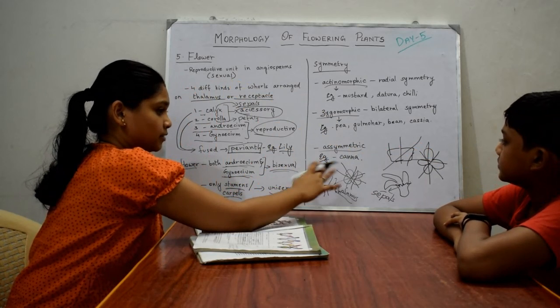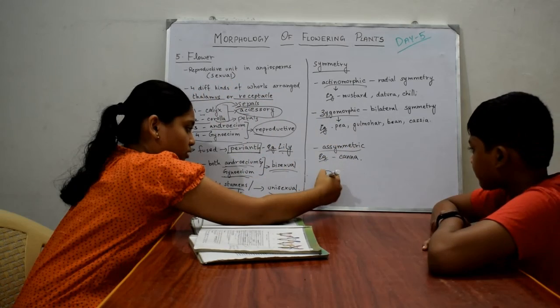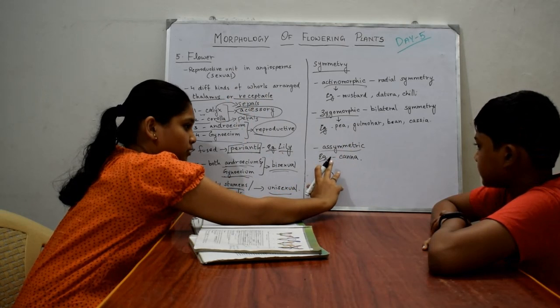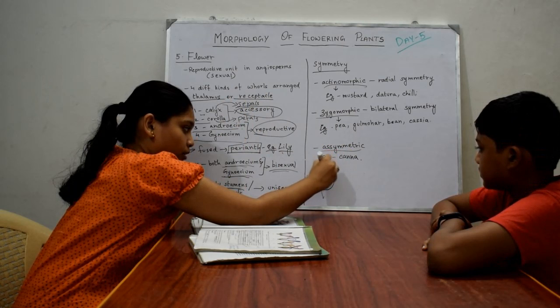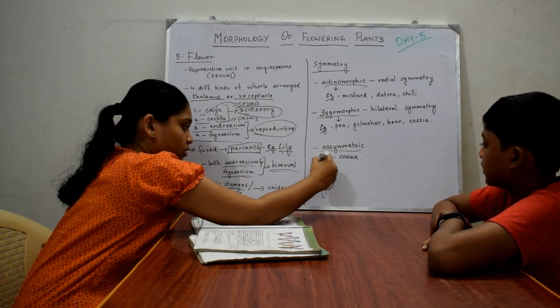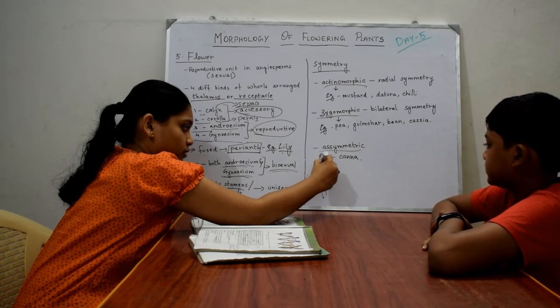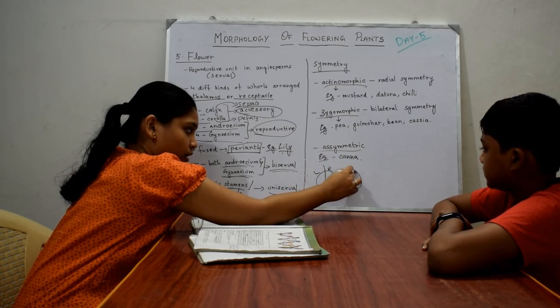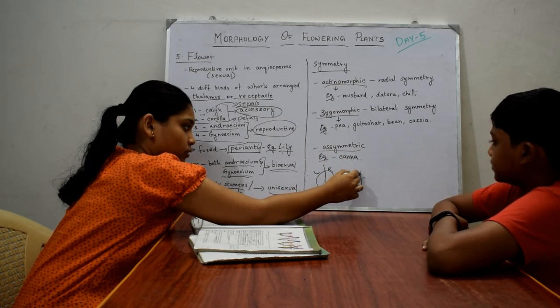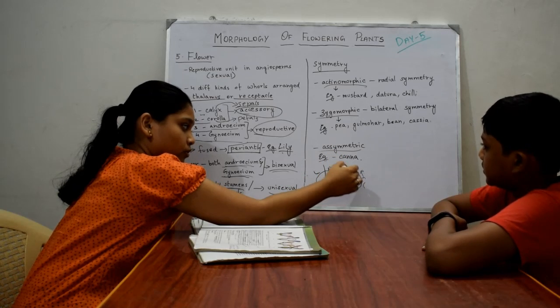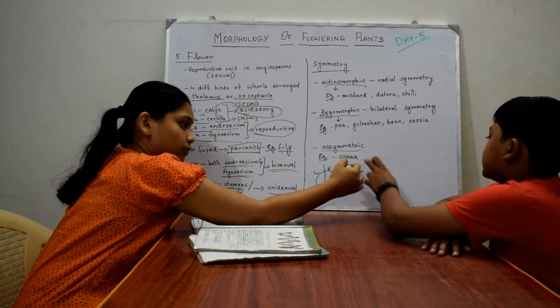So we'll just erase this one. Just imagine this is a flower. If you are putting a radius from here to here, this is left and this is right. These two are parts. Now the same flower is divided like this, so this is right and this is left. These both are equal.